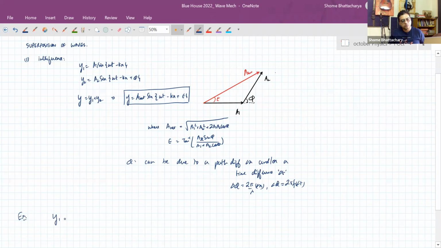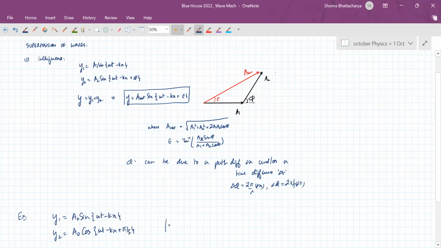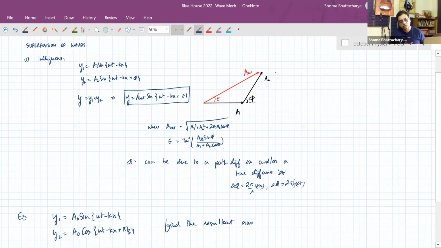But right now let's do an example like this. Find the resultant amplitude from the superposition of y1 and y2. We just try this out, people. We'll discuss.